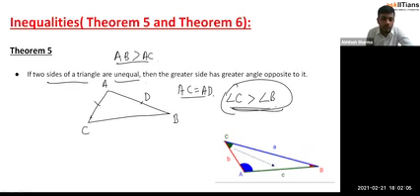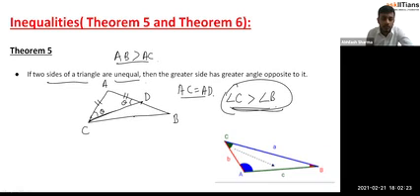Once we have done that, these two side lengths are equal. So now join these two points, okay? Now if we have done that, what can we say? That ACD is an isosceles triangle. So if this angle is theta, this angle will also be theta, correct?